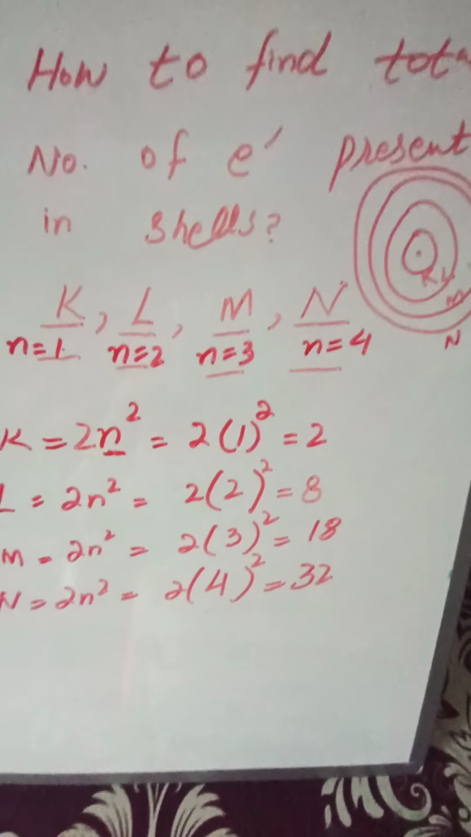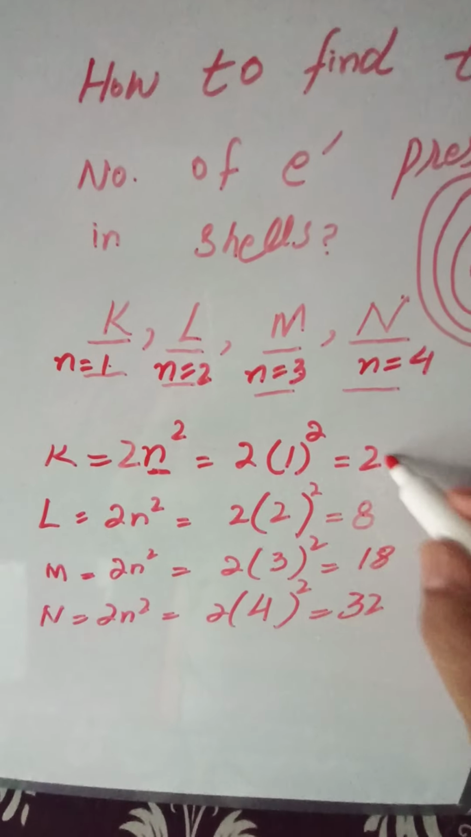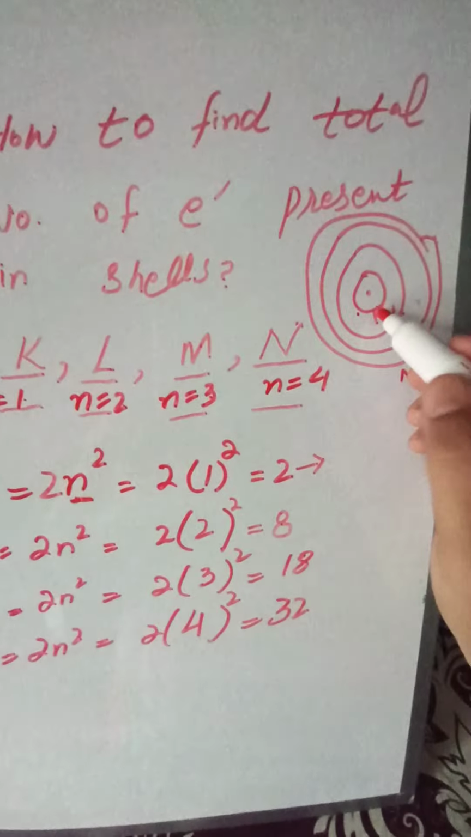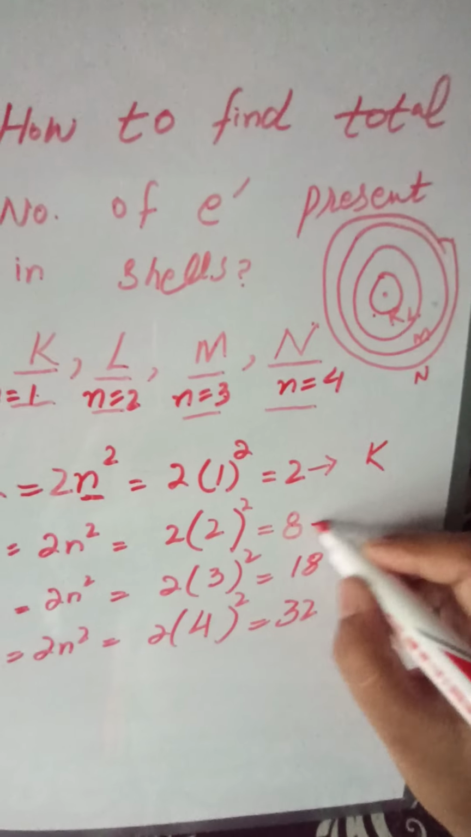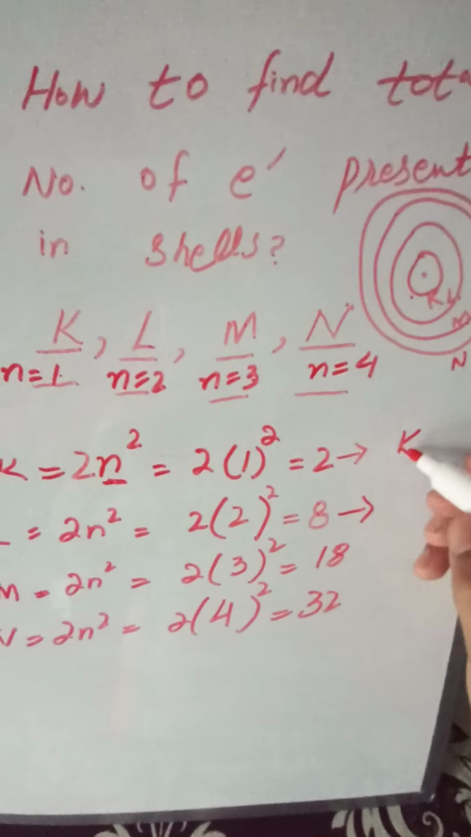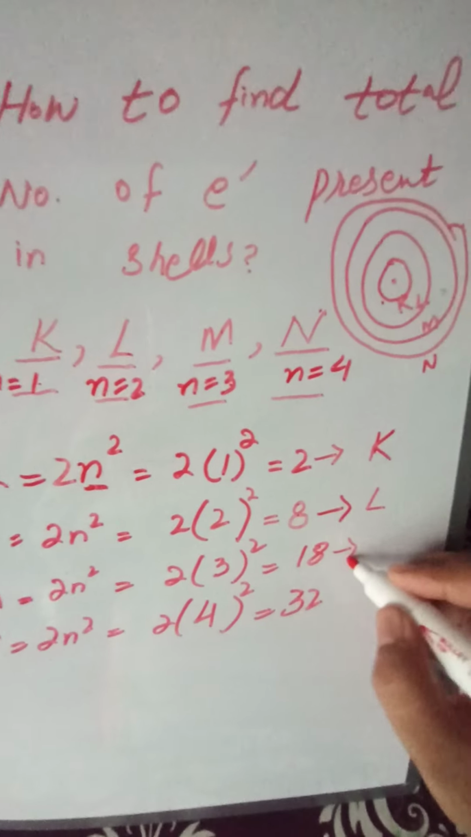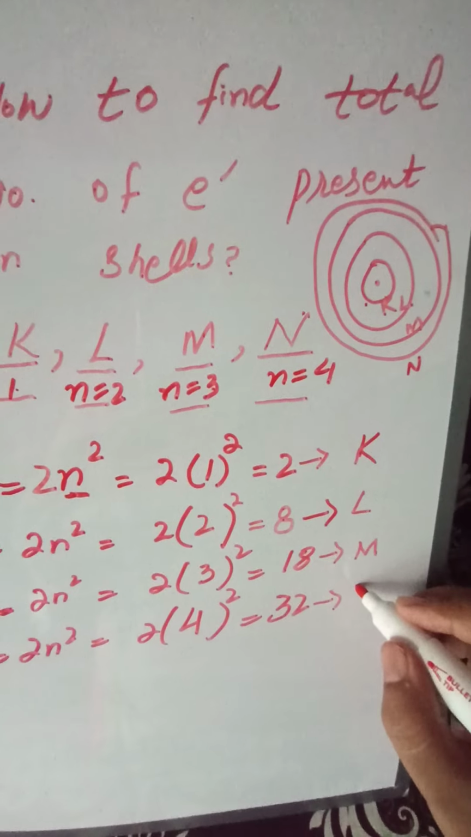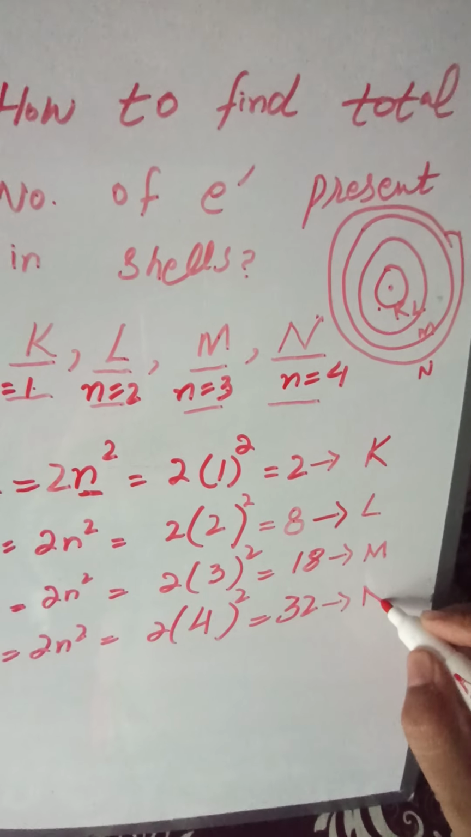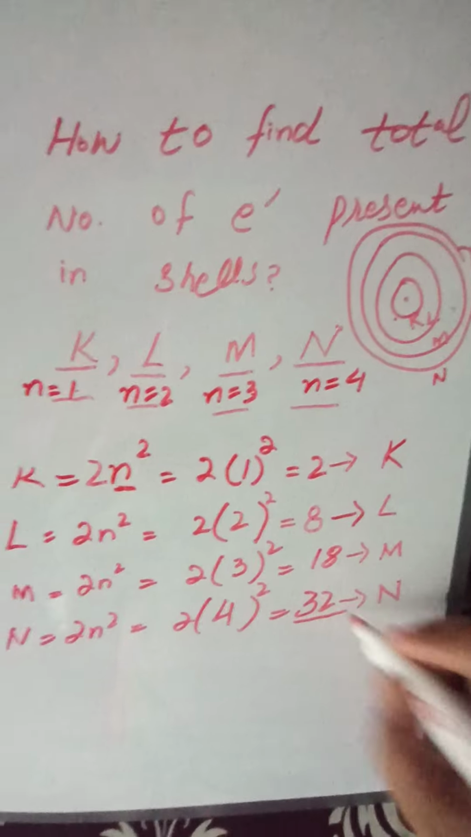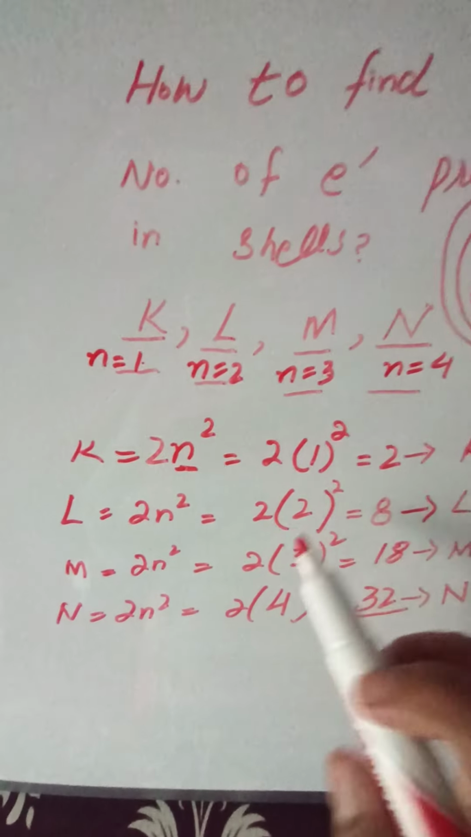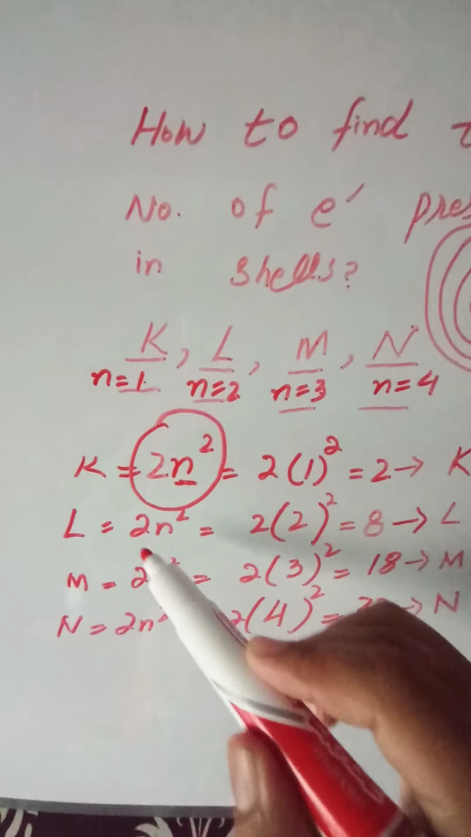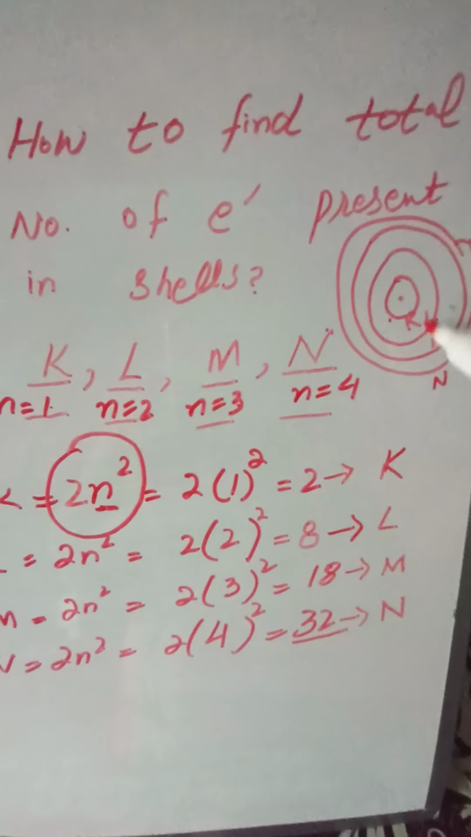So we can say that only 2 electrons can be filled in the K shell. 8 electrons can be filled in the L shell. M should have 18 electrons, and the maximum number of electrons that can be filled in the N shell is 32. So this is the main formula that is used to find the number of electrons present in these shells.